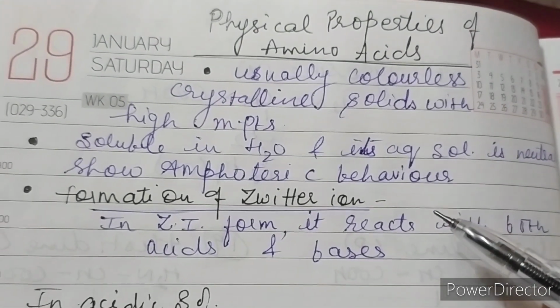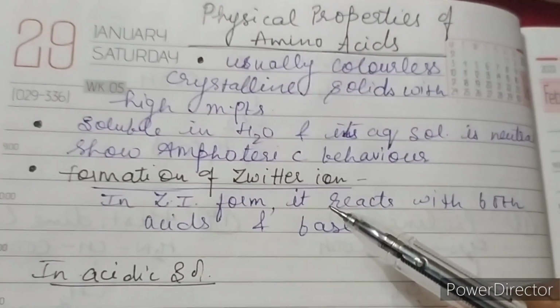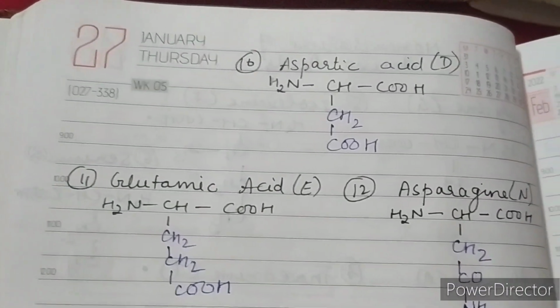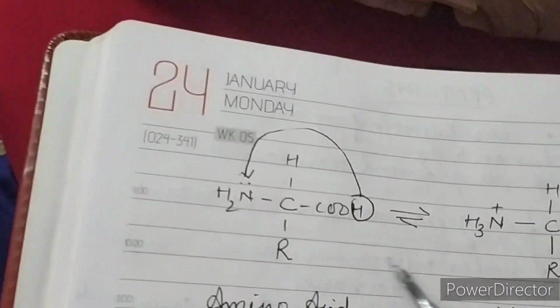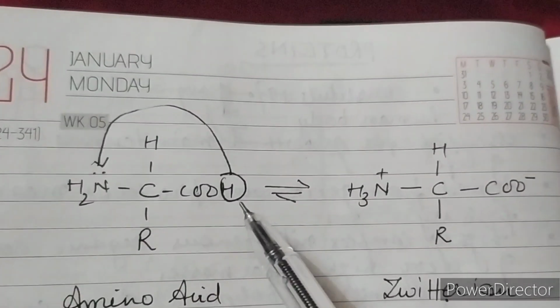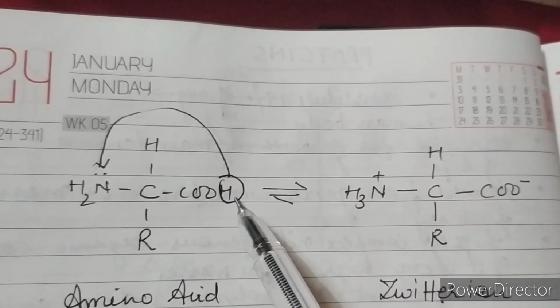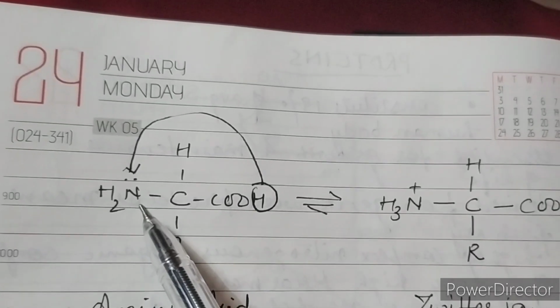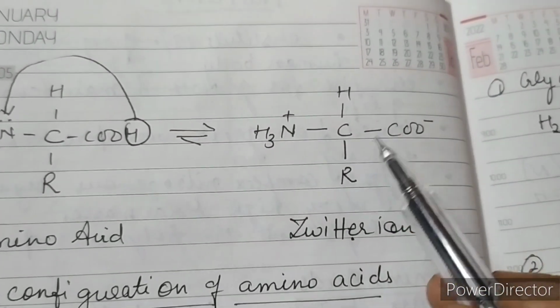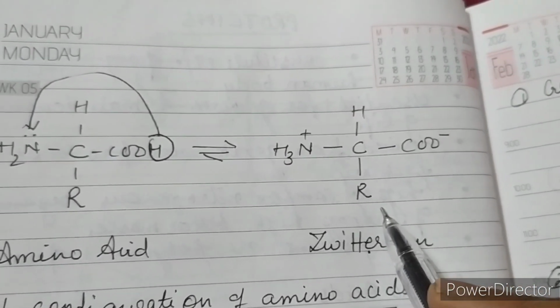And why do they show amphoteric behavior? Due to the formation of zwitter ion. Zwitter ion, as I have told you in the earlier video, is formed when the amino acid carboxyl group loses one proton to form carboxylate ion, and the NH2 amino group accepts one proton to form NH3 positive ion. So a dipolar structure is formed called zwitter ion or internal salt structure.